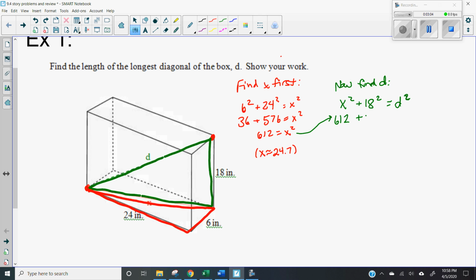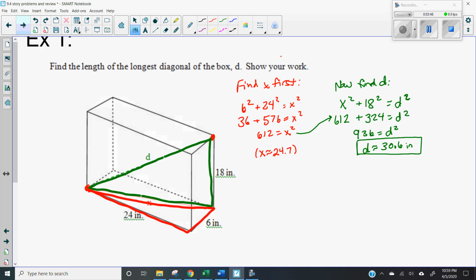Now 18, I obviously have to square still, so that's 324. And then once we add those, we get 936. Square root of that is about 30.6. Now that one I am going to round. We do want an actual length for our answer. Okay, about 30.6 inches for that one. So just a two-step Pythagorean theorem problem. Find the diagonal line in the bottom of the box first, because you have two of the three sides of that triangle, and then use that information to find our longest diagonal in the box.